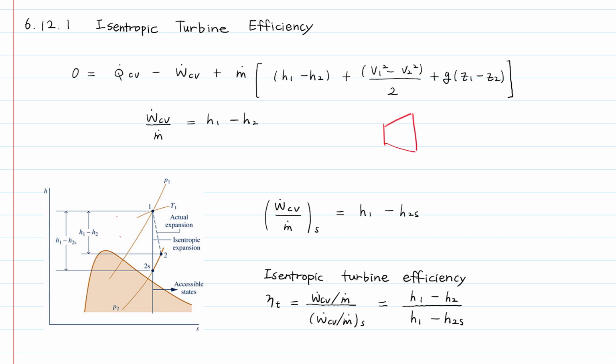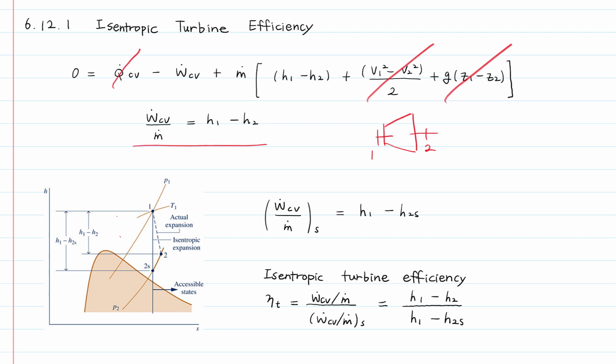This is our turbine. Location 1 is here at the inlet of the turbine. Location 2 is at the outlet of the turbine. It is operating under adiabatic conditions, so Q dot drops out. There is no heat transfer across the boundary. We neglect the kinetic and potential energy changes in the system. So the work output per unit mass flow rate is the change in enthalpy.